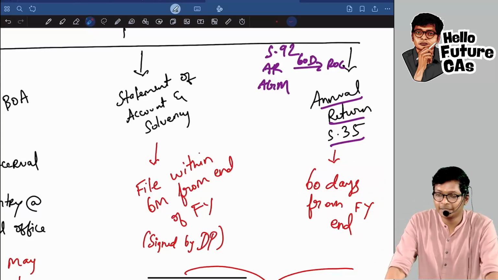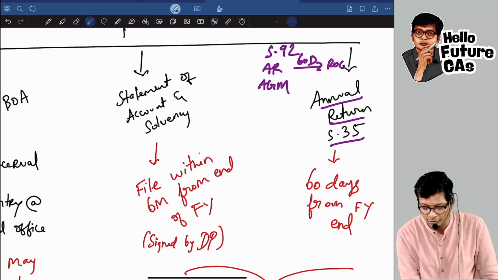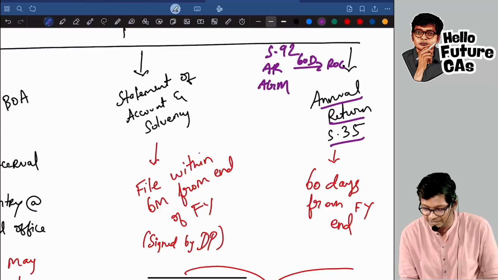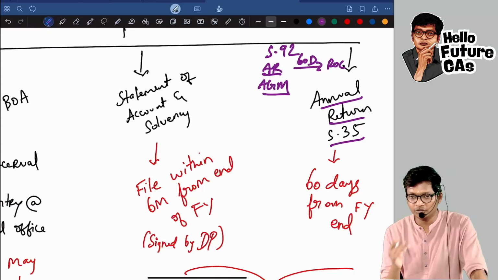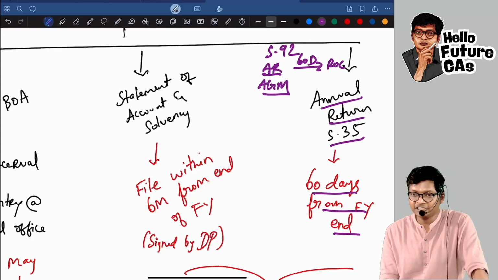Why not AGM? LLP doesn't have an AGM. That's it. Are you getting the comparative study, guys? For the Companies Act, within 60 days from the AGM you will file to the ROC. Here, you will file within 60 days from the end of the financial year to the ROC.